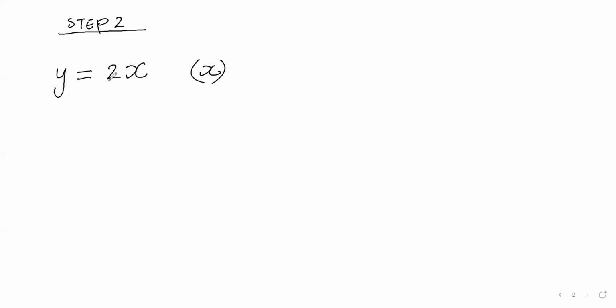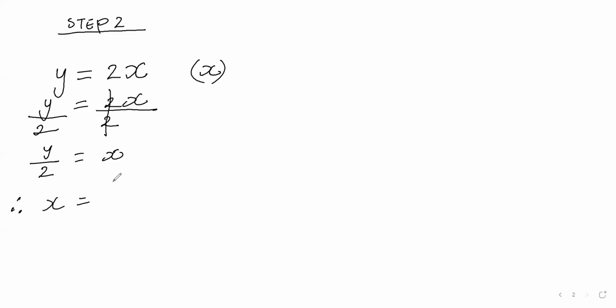Right. So we divide throughout by 2. So x, 1x or x, same thing, is equal to y over 2. Therefore, x is equal to y over 2. Everybody understands that? Yes, sir. Right, so let's try one.